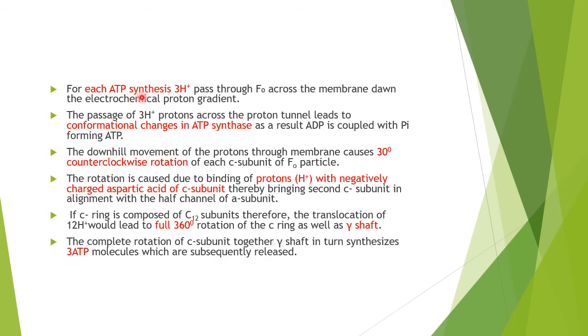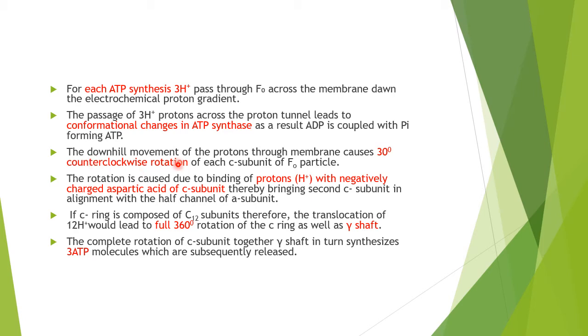For each ATP synthesis, three protons pass through F0 across the membrane down the electrochemical proton gradient. The passage of three protons across the proton tunnel leads to conformational changes in ATP synthase. As a result, ADP is coupled with inorganic phosphate forming ATP.